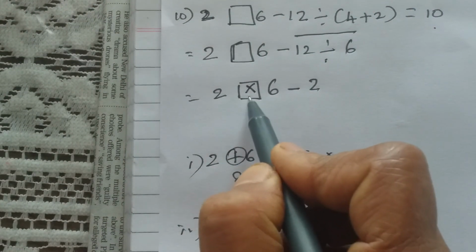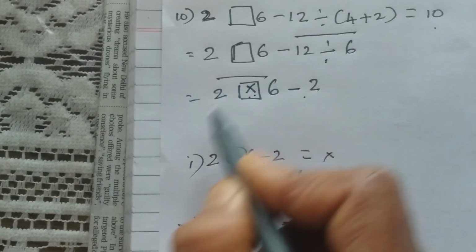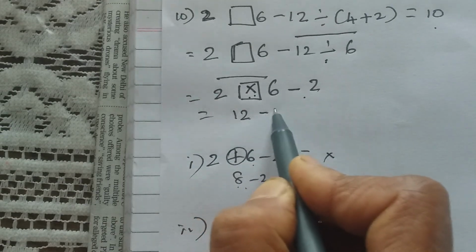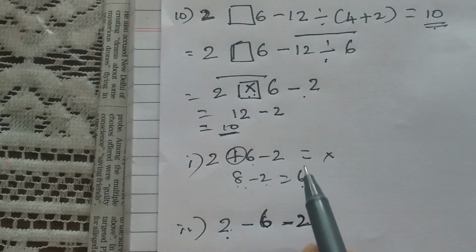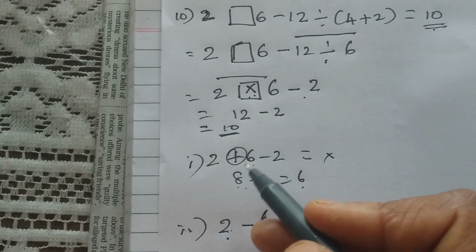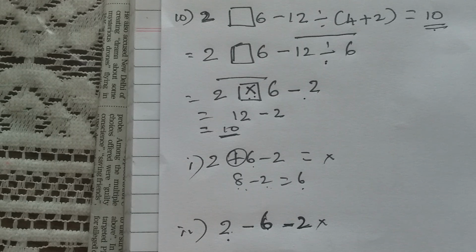Check once again. Multiplication and subtraction. Multiplication has to be done first. So 2 sixes are 12 minus 2, which is 10, and we got this answer. So the operator in the box is multiplication. So with this, exercise 1.3 gets over. We'll do the rest of the exercise in the next video. Thank you for watching. Thank you.